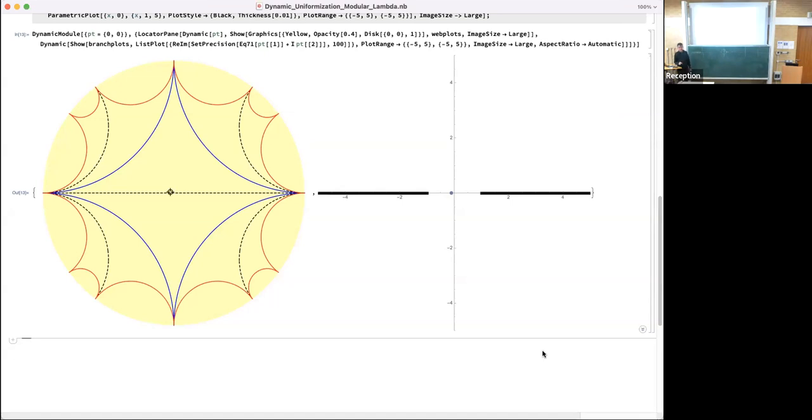Okay, so this is an animation of this. Turn around so I can see what's happening. So this point and this point are images. I'm going to move this point around inside the disk. Remember, this is analytic now everywhere in the disk. The first Riemann sheet is just within this blue region.